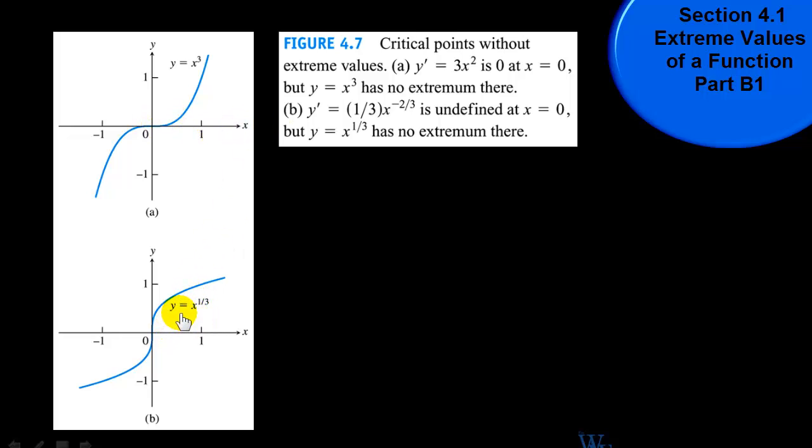Okay, what about letter B? Letter B, you have a cube root function, y is equal to x to the 1/3. Take the derivative. Y prime would be, bring down 1/3, then x to the negative 2/3. This is undefined at x equal to 0. But y equal to x to the 1/3 does not have an extreme value occurring at 0. All we have is just a line tangent to the curve that's vertical. Okay, but these are critical points that may possibly give us an extreme value.